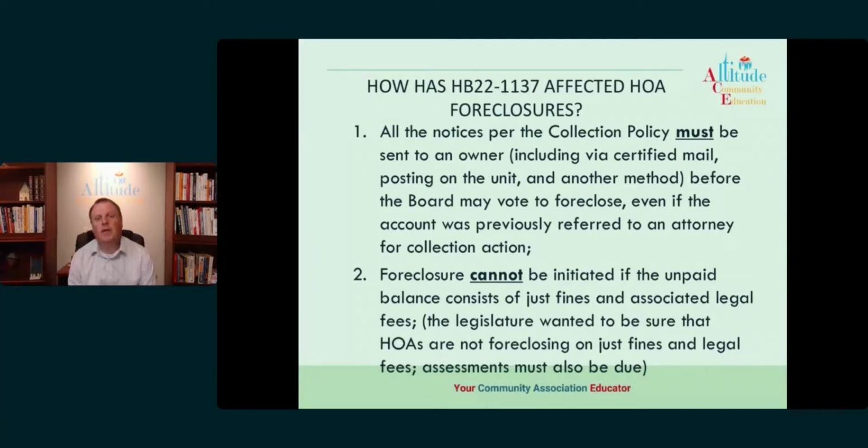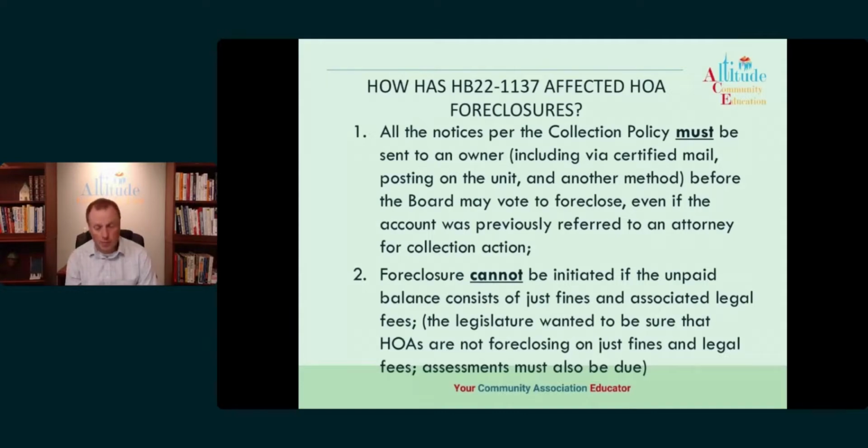So when we're talking about foreclosures in the post-1137 world, these are some of the ways that the foreclosures have been affected. One, all the notices per the collection policy must be sent to an owner, included via certified mail, posting on the unit, and that third method, before the board may vote to foreclose, even if the account was previously referred to an attorney for a collection action.